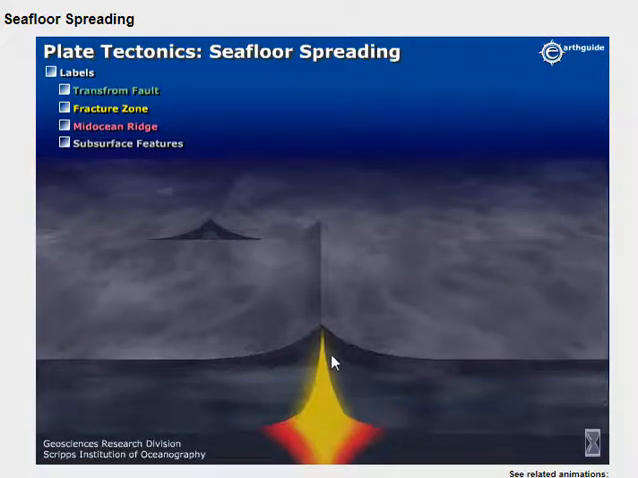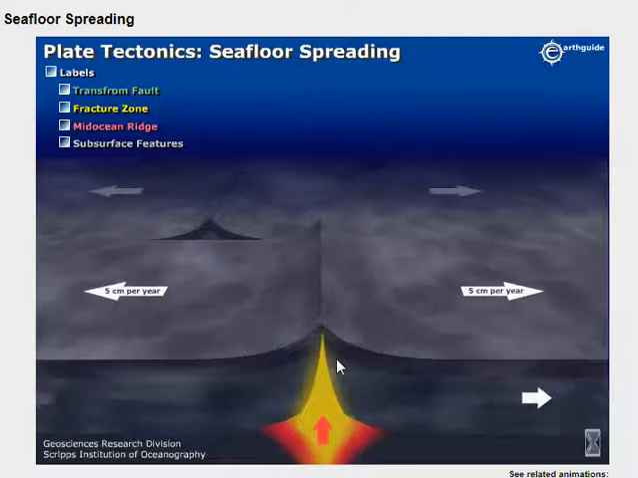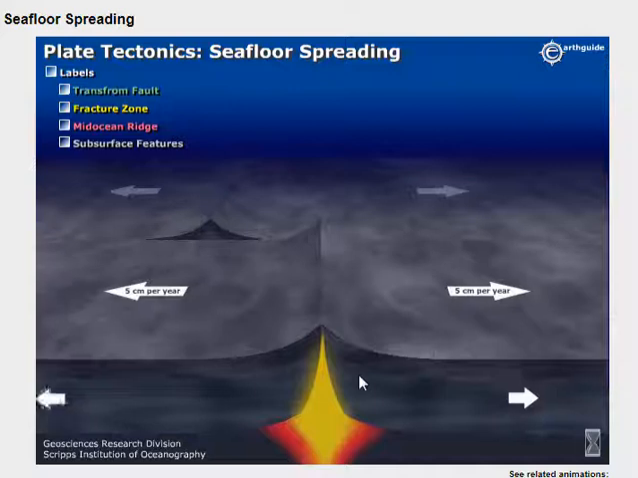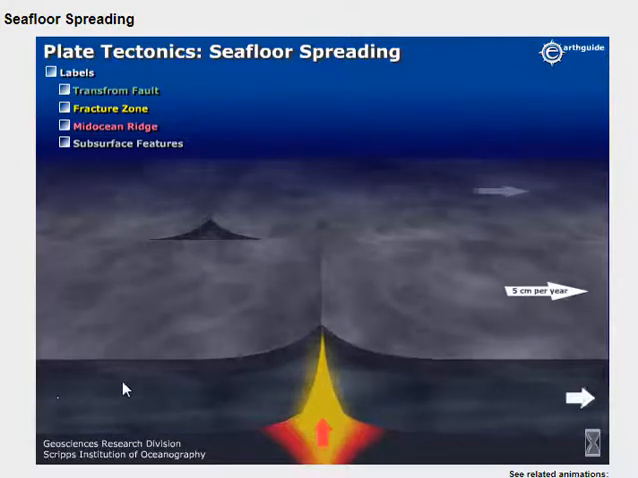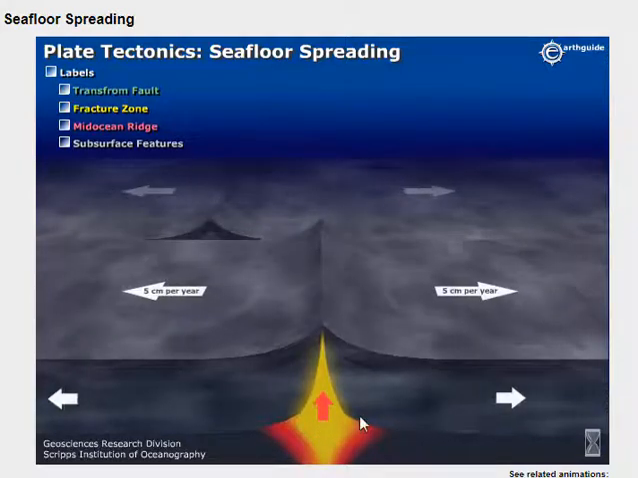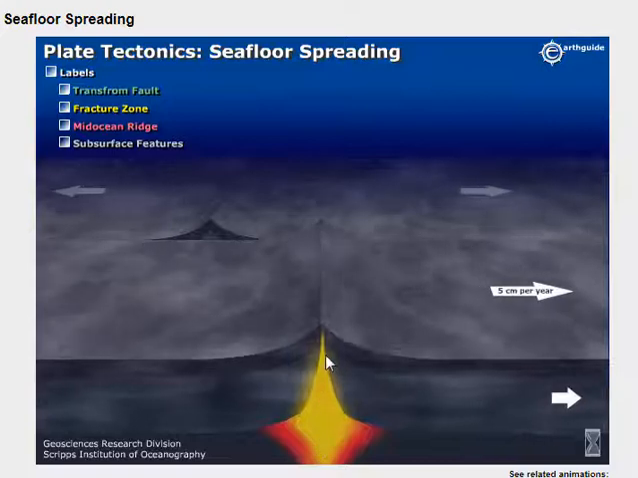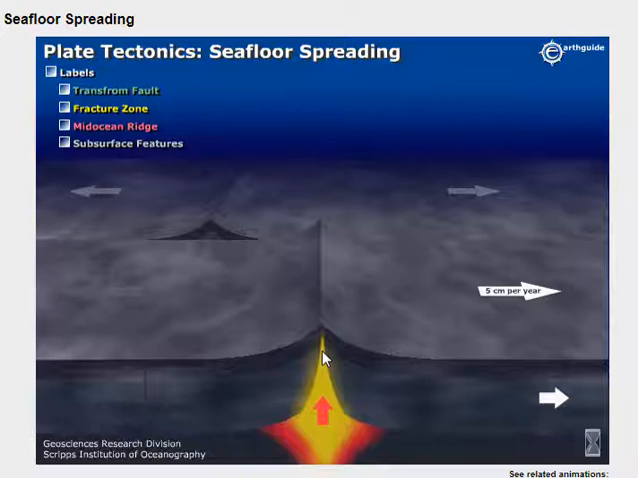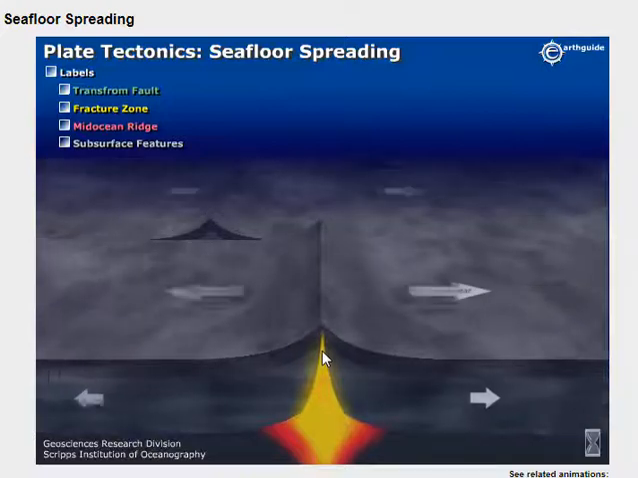And the reason it's able to push up there, as I've said before, is that you have two plates that are being pulled. One plate is being pulled this way, and the other plate is being pulled that way, and as they are pulled apart, magma is allowed to seep up because there is a zone there that is very thin and it just pushes through.